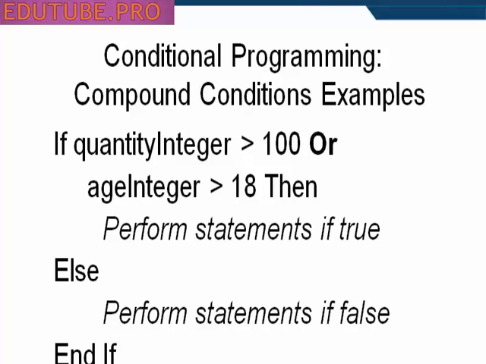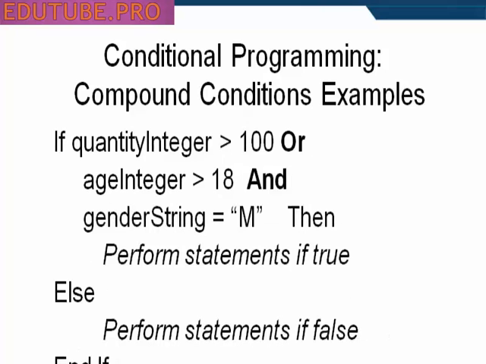In this scenario, the only time the statements placed within the else clause would be performed would be if neither the quantity integer is greater than 100 nor the age integer greater than 18. That is, only if both of these singular conditions are evaluated to be false. You can also combine the use of the words OR and AND in the same statement.